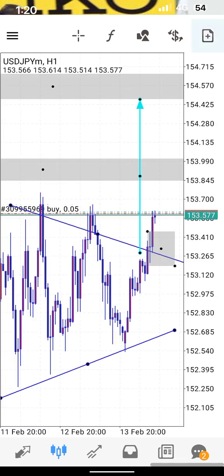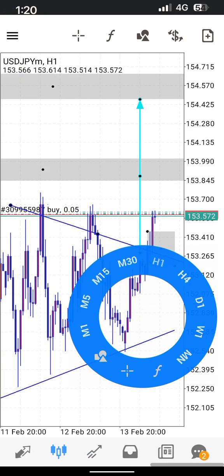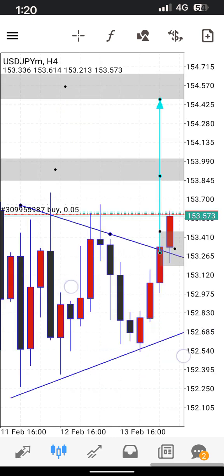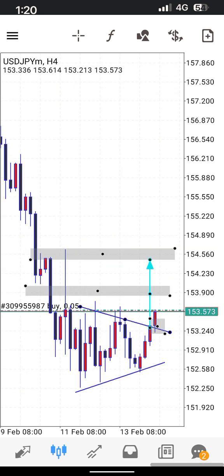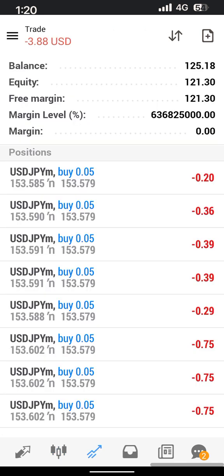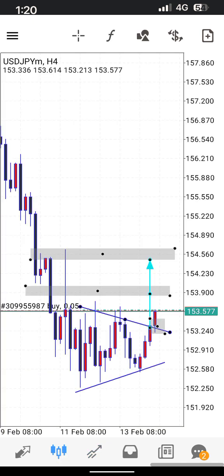Of course, I shall be waiting. I won't be too impatient. I shall be waiting for these setups to play out. From the H4 perspective, I know that price can potentially clear liquidity and then even continue even higher. So all I have to do right now is just simply wait. So far in a loss of $4, around 0.5 our lot size.